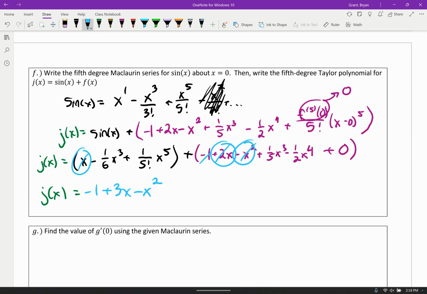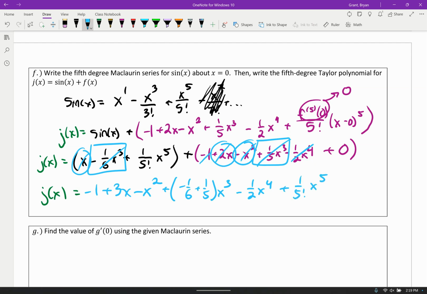Okay, what about x cubes? We have negative 1/6 plus 1/5, and maybe you're just not feeling the fractions today, so we'll use our nice shortcut, like so. So those are taken care of. We have a minus 1/2 x to the 4th, and then plus 1/5 factorial x to the 5th. And that looks pretty good to me.